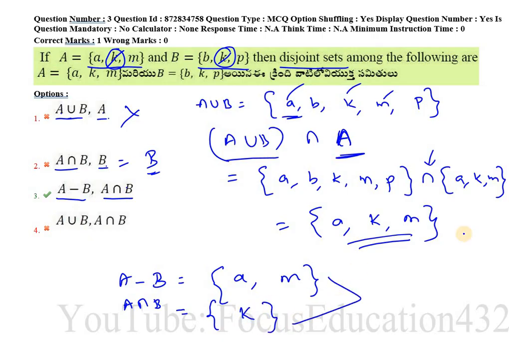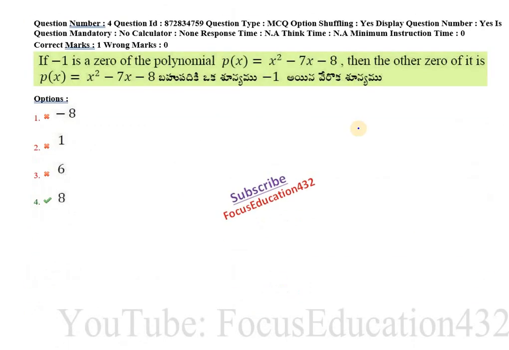So between these two, A minus B and A intersection B, if we try to find any common element between these two, do we find anything? No. So what do we get? We get an empty or null set. So A minus B and A intersection B are disjoint sets, sets having no common element. So this is the answer. Clear? Now we move to the next question.